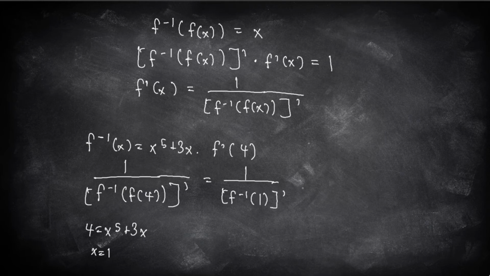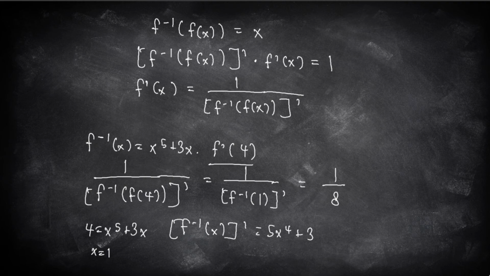To find that, we need to find the derivative of this function. The derivative of x to the power 5 is 5x to the power 4. The derivative of 3x is 3. Plug in 1: 5 times 1 is 5, plus 3 is 8. So that means this is 1 over 8. Or the derivative of our original function at x equal to 4 is 1 over 8, which is also our slope. And that's basically how you do it.